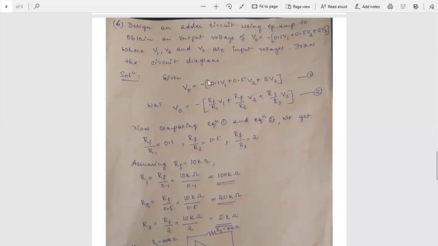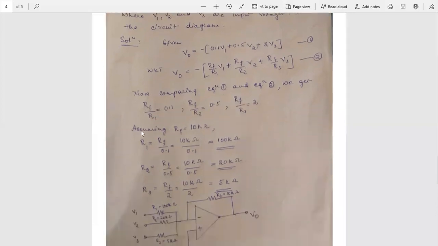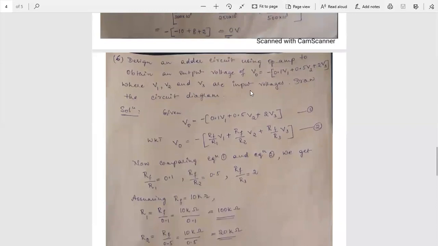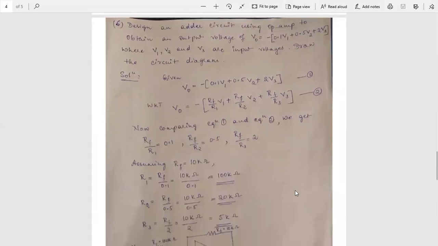So now compare these two equations. So we get Rf by R1 is equal to 0.1, then Rf by R2 is equal to 0.5, then Rf by R3 is equal to 2. So here the feedback resistor value is not given in the problem. So assuming Rf is equal to 10 kilo ohm, R1 is equal to Rf by 0.1, which is 10 kilo ohm by 0.1, equal to 100 kilo ohm.